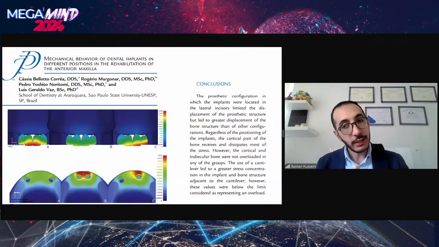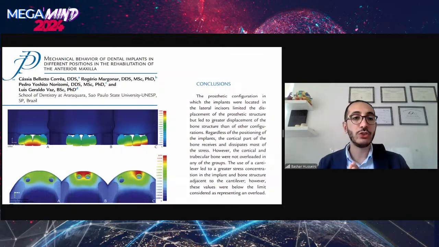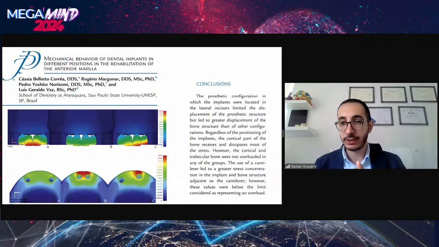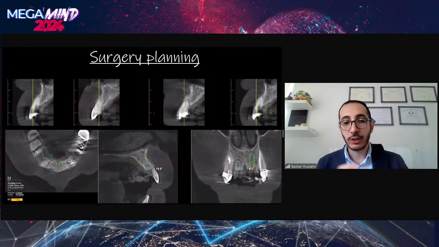But it's okay biologically. What about mechanically? Well, to answer this question, another article by Dr. Correa et al. is a finite element analysis study. They showed that implants placed at the lateral incisor sites have the lowest strain on bone and even on crowns and implants, which means the optimal solution is to place 2 implants at the lateral sites. Surgical planning: here you can see the implants in the bony envelope.